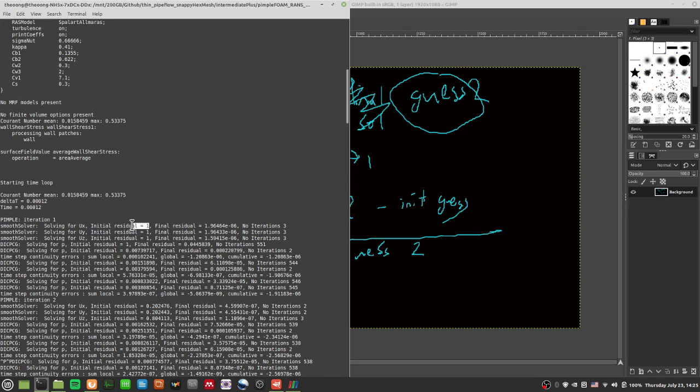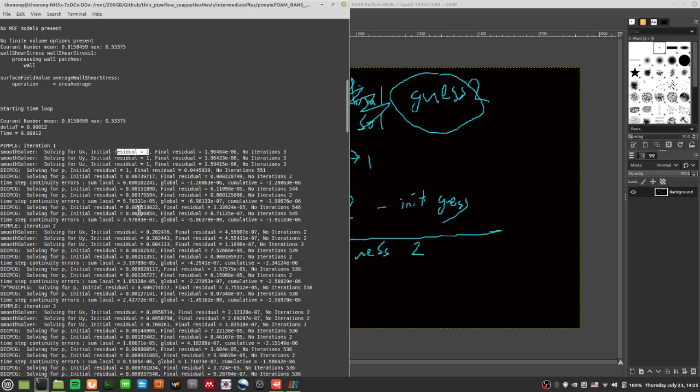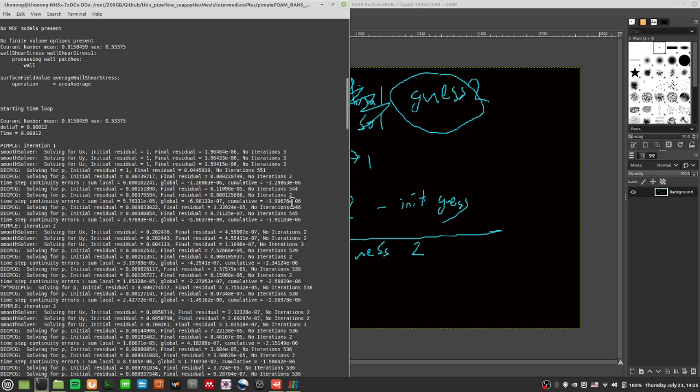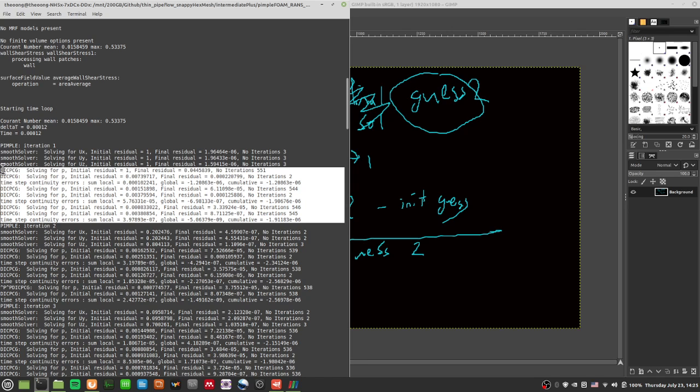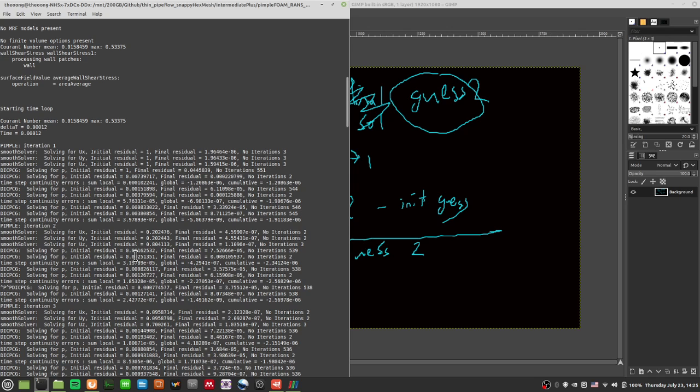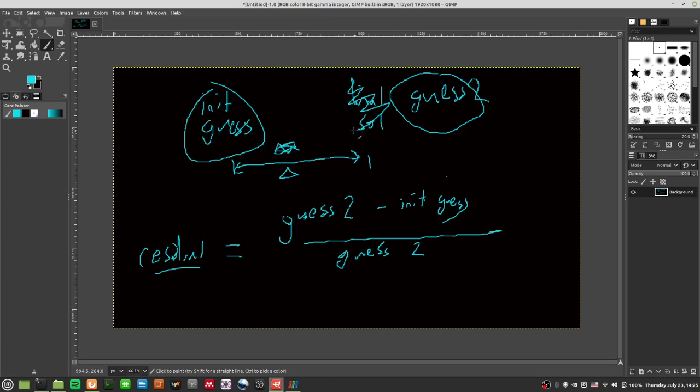So your initial residual is 1, which is fine. Your final residual is very small. But once we do one round of iteration of PIMPLE, that means we solve for the velocities, and then we solve the pressure equation. The pressure equation is kind of the mass balance equation. The momentum equations are here. So you solve one round, and because you under-relax, you don't go straight from the initial guess to guess 2. You take something in between somewhere here.